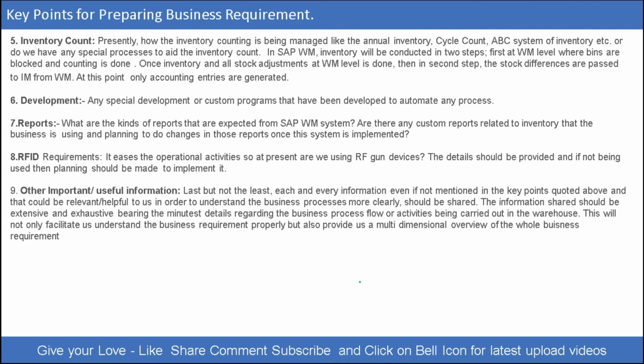In that case, the system can suggest to them, and based on those suggestions they can do the counting. Or they can go for an annual inventory where the plant will be shut down for 2 or 3 days and they will count each and every bin and update their stock. So you should be knowing all these things. Secondly, how they are going to do the stock adjustment, who is going to approve the differences, cost, all these things you should be knowing. So you should design all those processes properly in the system, based on the physical activity which you are going to do. Then development: any special development or custom program that has been developed or needs to be developed, you should know that. That means if any process has to be automated, then you must be knowing that.